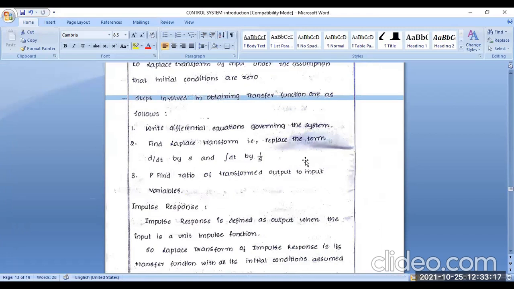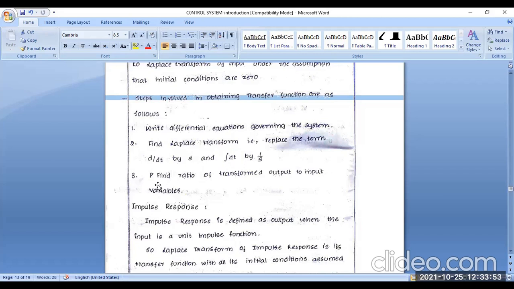First, we have to write the differential equation governing these systems. Then, number two, find the Laplace transform, that is, replace the different terms. First, we have to observe the input and also the output. So d/dt, sometimes written as del t, is replaced by s in the Laplace transform. And the integration of the function is replaced in the Laplace transform by 1 by s. So please remember these two things also.